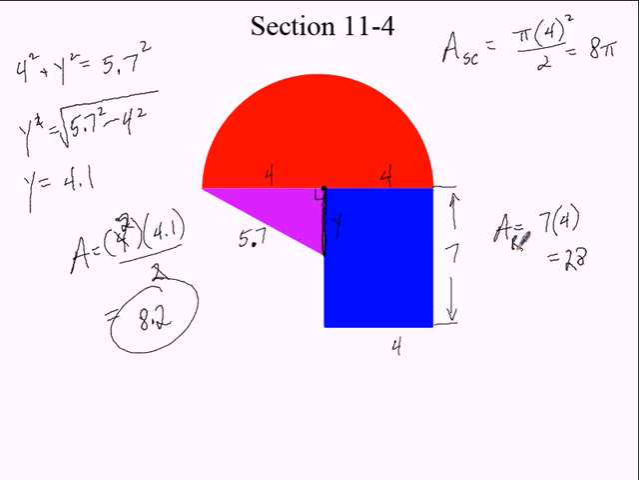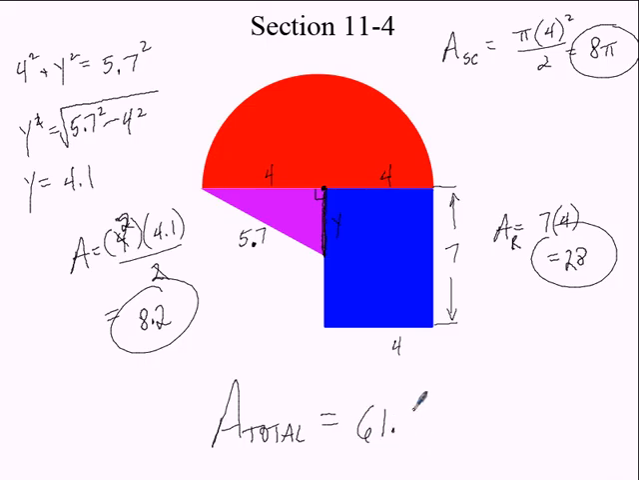So look what I have. I've got this, this, and this. What do I do with all 3 of those? Just add them up. So the total area is you add them all up, and hopefully you get around 61.3 if you do that on your calculator. It's in feet, so there you go.